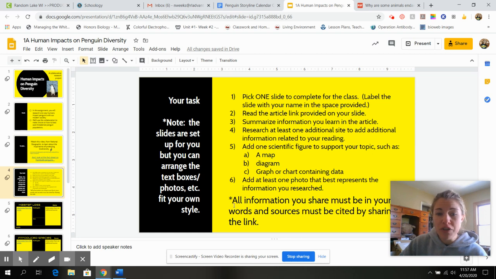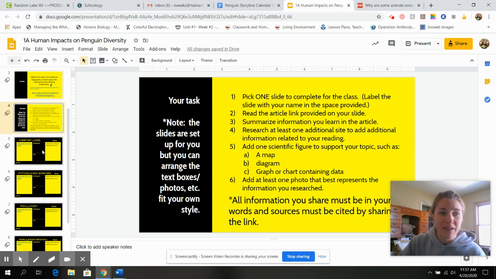Okay, all the information has to be in your own words, no copy and pasting. It is very, very easy for me to tell if you copied and pasted something, because by this point, I know how all of you guys write.